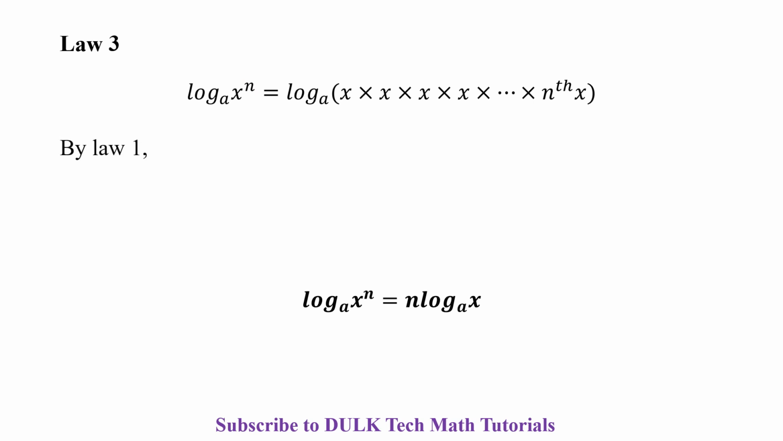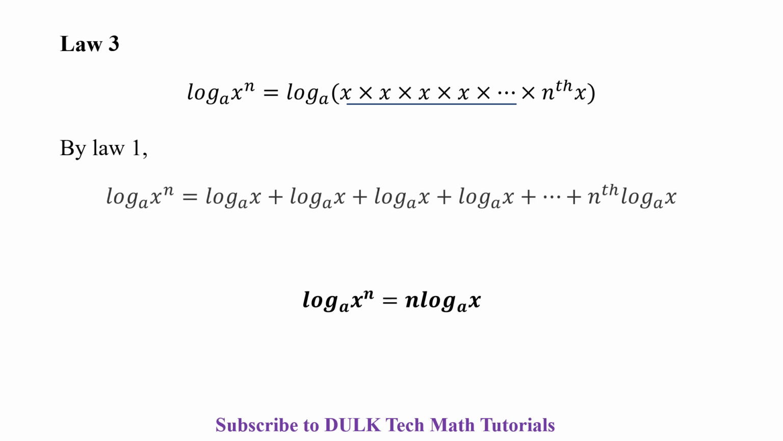So by law 1, when we are multiplying these terms like this, we simply add the logarithms according to the first law. So we are saying it is log x base a plus log x base a up to the nth log x base a, like this. And if we add them, we'll find n log x base a, like this.